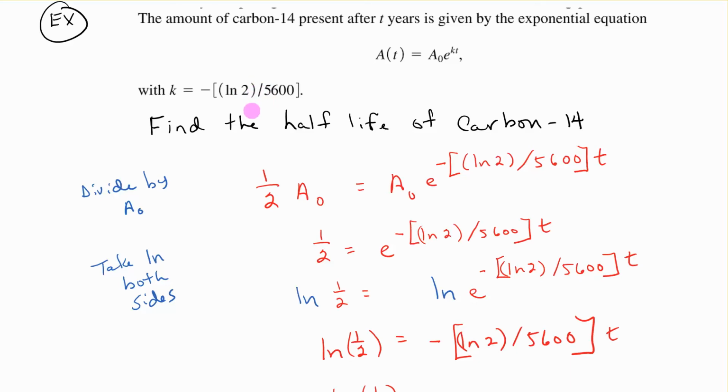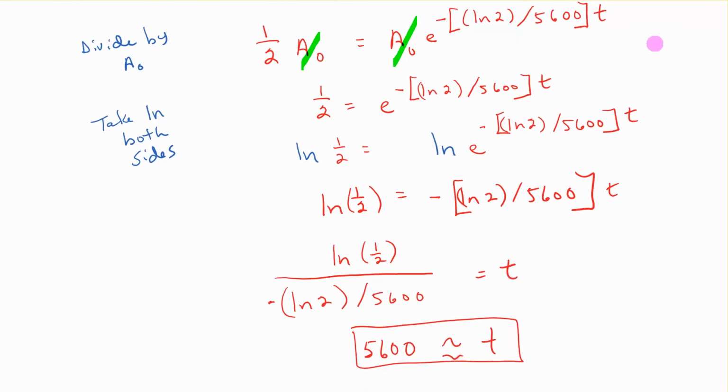So since it's half-life, we can have half of a sub 0 equals a sub 0 e to that k times t. Well, as you could see, the a sub 0's cancel out, so now we have 1/2 equals e to that exponent. We'll take the ln of both sides. ln of 1/2 equals ln of e to this. That ln and e are gone, so we have ln of 2 divided by 5600, all of that times t, and this is negative, equals ln of 1/2.